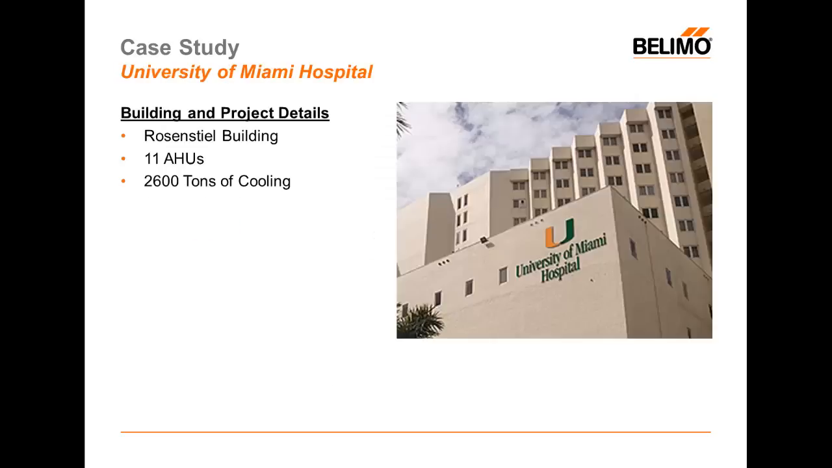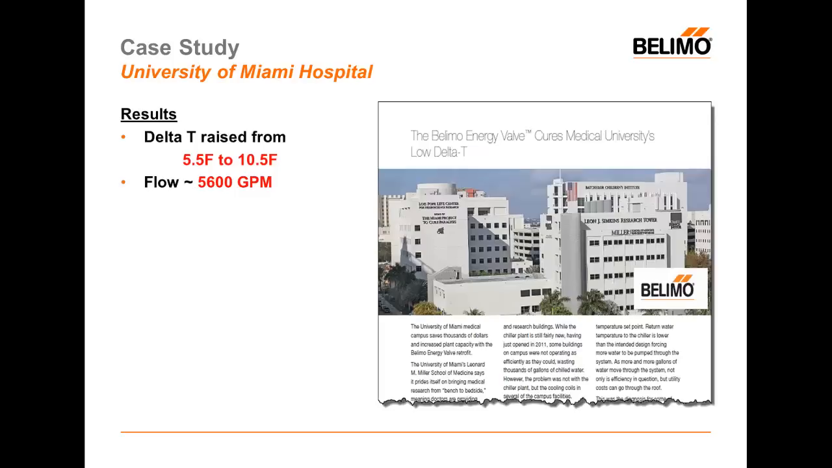Another high-profile project that was done using the Belimo energy valve was at the University of Miami Hospital, specifically at the Rosenstiel building. At this building, there were energy valves installed on 11 air handler units encompassing about 2,600 tons of cooling. Previous to Delta T management, they were using over 10,000 gallons a minute to create this 2,600 ton load, and the average Delta T was 5.5. After implementing Delta T management, the Delta T was raised from 5.5 to 10.5 degrees Fahrenheit, and the flow was reduced down to about 5,600 GPM.